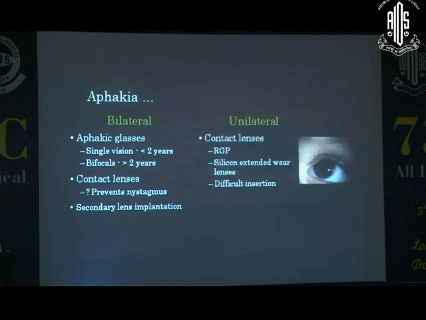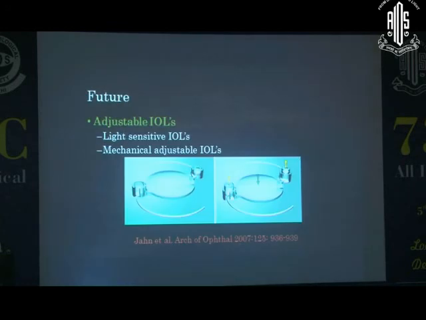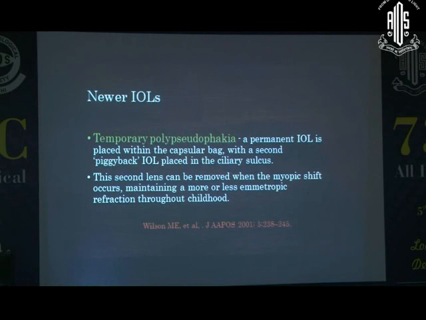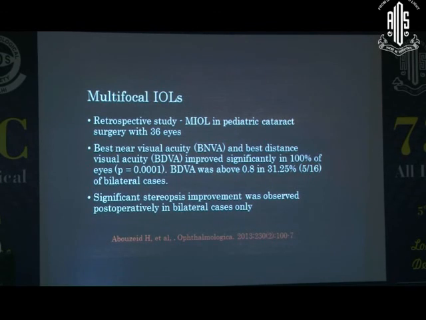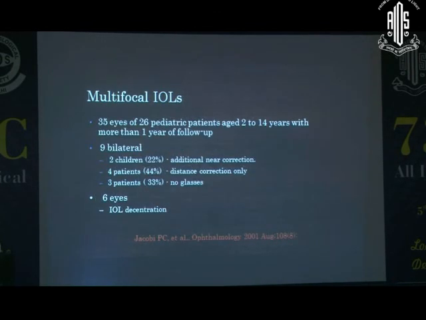If it's unilateral, contact lenses are the first option. RGP extended wear lenses, difficult to insert but a better option. And glasses in very uncooperative children, or for the remaining time when the contact lens is not being used. And secondary IOL, you can use it early, like at 2 years of age. There may be other scopes like adjustable IOLs and newer IOLs like multifocal IOLs. These are all very preliminary for children when you take it into account.